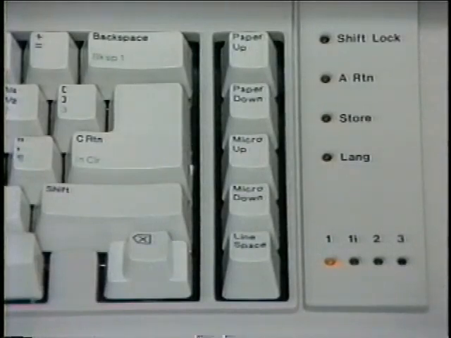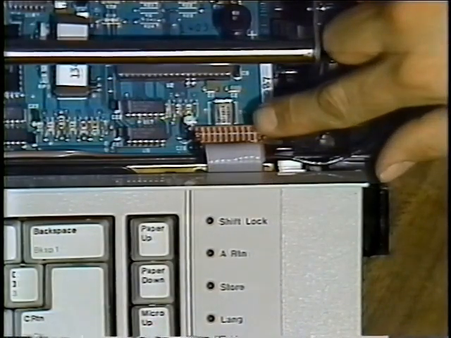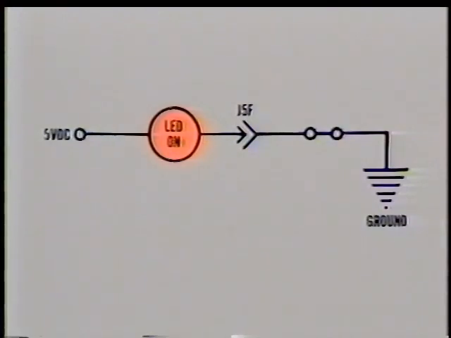This is the indicator panel. Let's see how it works. Each indicator is a light-emitting diode, or LED, which is turned on and off by the function board. The indicator panel plugs into the function board at the J5F connector. The function board supplies 5 volts DC to one side of each of the indicator LED circuits. In order to turn one of the indicator LEDs on, the function board applies ground to that LED circuit through the pin on the J5F connector assigned to that indicator circuit.